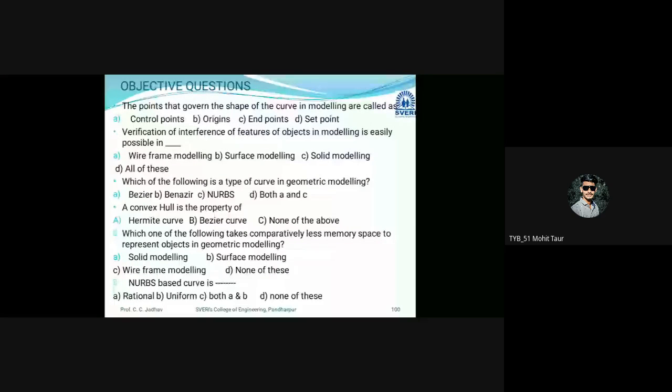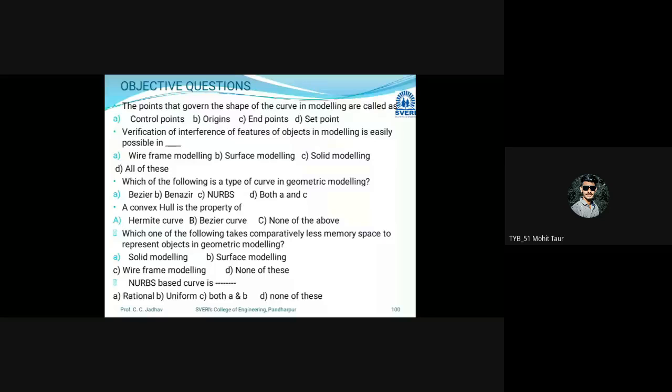Yes, 51. Just tell me the first answer. The points that govern the shape of the curve in modeling are called control points, origins, end points, or set points. Answer is control points. Okay, correct. So first is control points. We are going to use the control points, and from those control points we are going to create the shape of the curve.